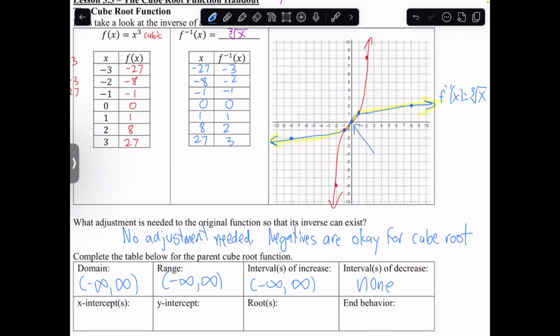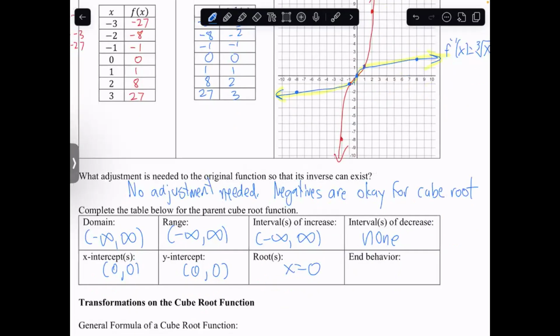You do have an x-intercept at the origin 0, 0, so that's also the y-intercept. Roots, again, the x value where y is 0 is x equals 0. And this time we can have a more typical end behavior. As x approaches positive infinity, as it goes forever to the right, the y values are going upward forever. But then the other direction, as x approaches negative infinity, meaning as you go forever to the left, the y values are going downward towards negative infinity.